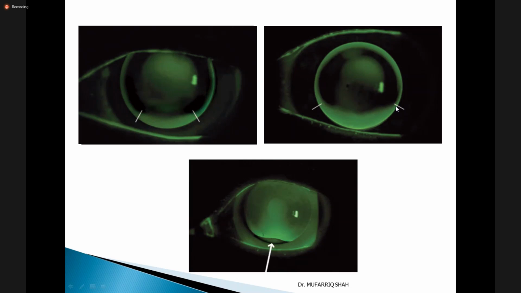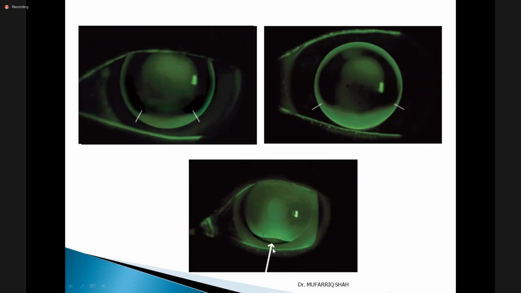But here on the right side, if you see, the rest of the fit is okay, but the edge lift is greater at 6 o'clock and it starts from the 4 o'clock to 8 o'clock. So from 6, 2 hours towards right and 2 hours toward left. So here grade 2 is applied.